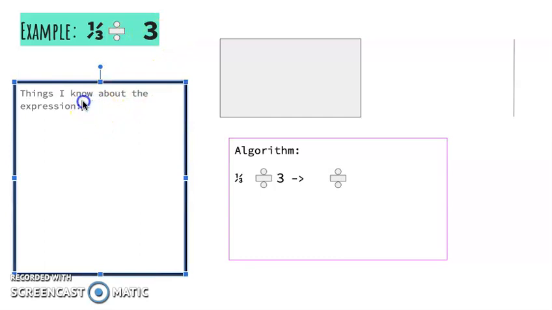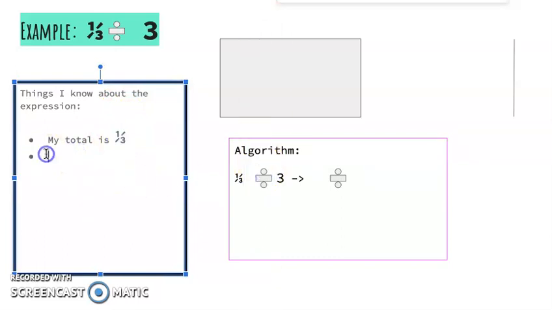So, things I know about the expression. One thing I know about this expression is that my total is 1/3, because that's my first number. Let me make this a little bigger.